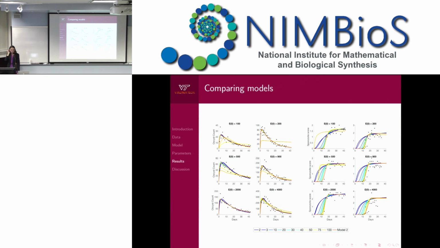And so many of these, fewer compartments, 2, 3, 10, 20, are predicting the appearance of sporozoites much earlier than we see. And then we also have in red model 2, and you'll see that that tends to fit the data quite well in a lot of cases, but comparatively well to some of our model 1 fits as well.